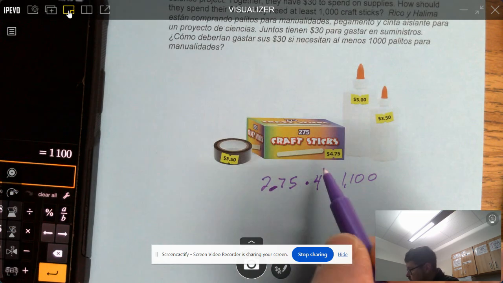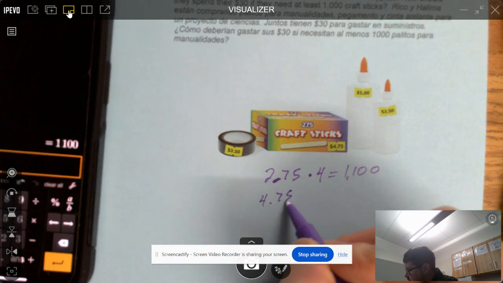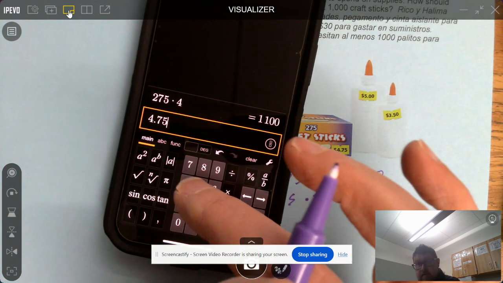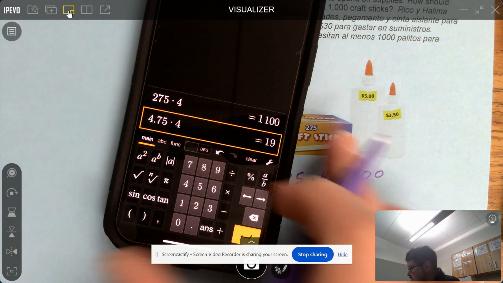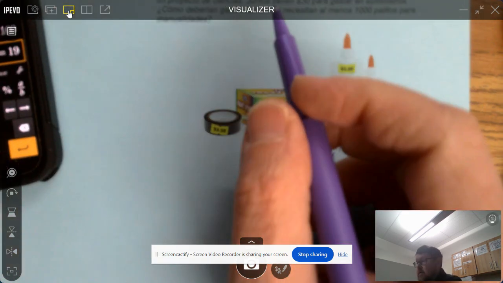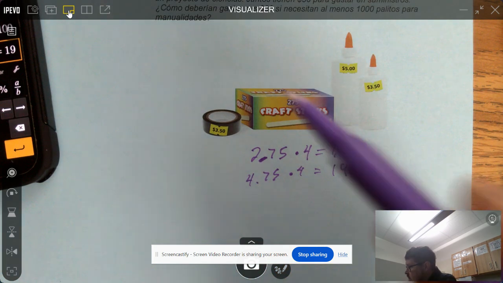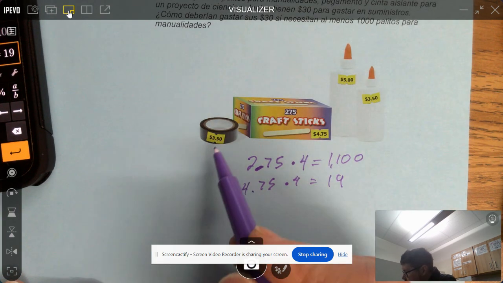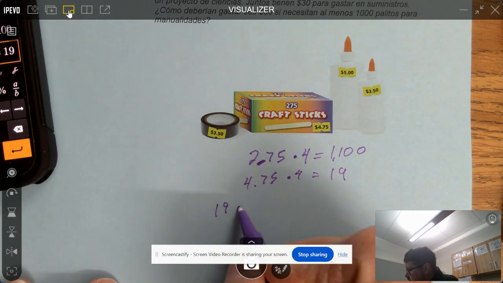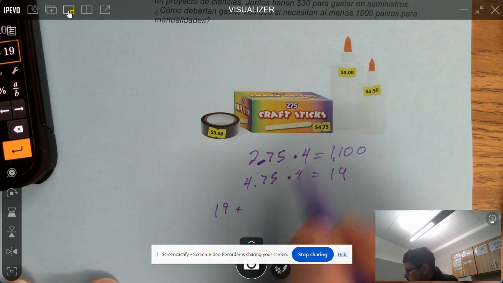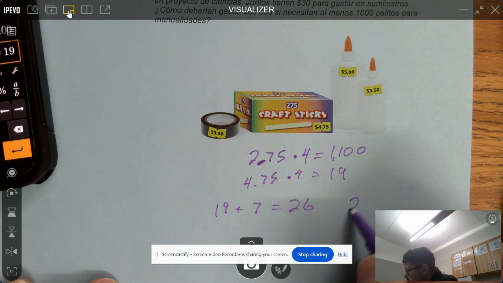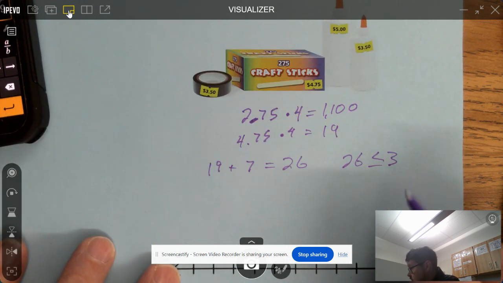And they're each $4.75. So if we multiply 4.75 by 4, we get 19 bucks. So $19 of that $30 is already accounted for, right? We need to get some electrical tape and some glue. So we'll say 19 plus 3.50 plus 3.50 is 7, which gets us to 26. So 26 is less than or equal to 30, which is good. That works out.